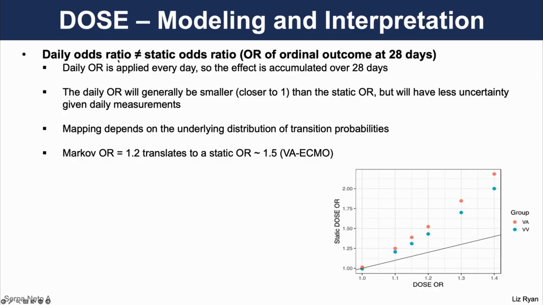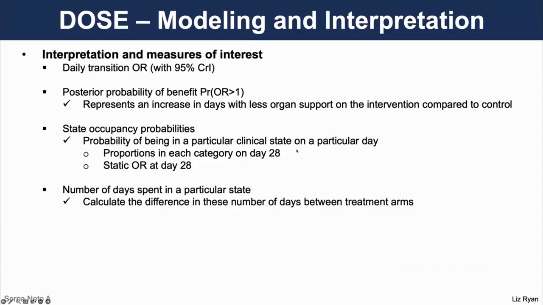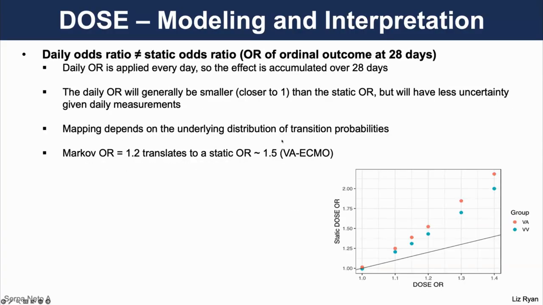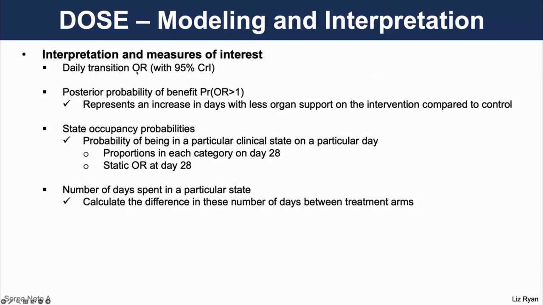The mapping, which is basically how the daily odds ratio correlates or associates with the static odds ratio. Of course, this mapping depends on different distributions of these probabilities. But in general, based on our simulations, a daily odds ratio of 1.2 translates to a static odds ratio at day 28 of 1.5. So a very good effect size for a patient on VA ECMO at day 28. And of course, we can do this for different studies, trying to facilitate the interpretation of the readers when reading a trial with a daily odds ratio.